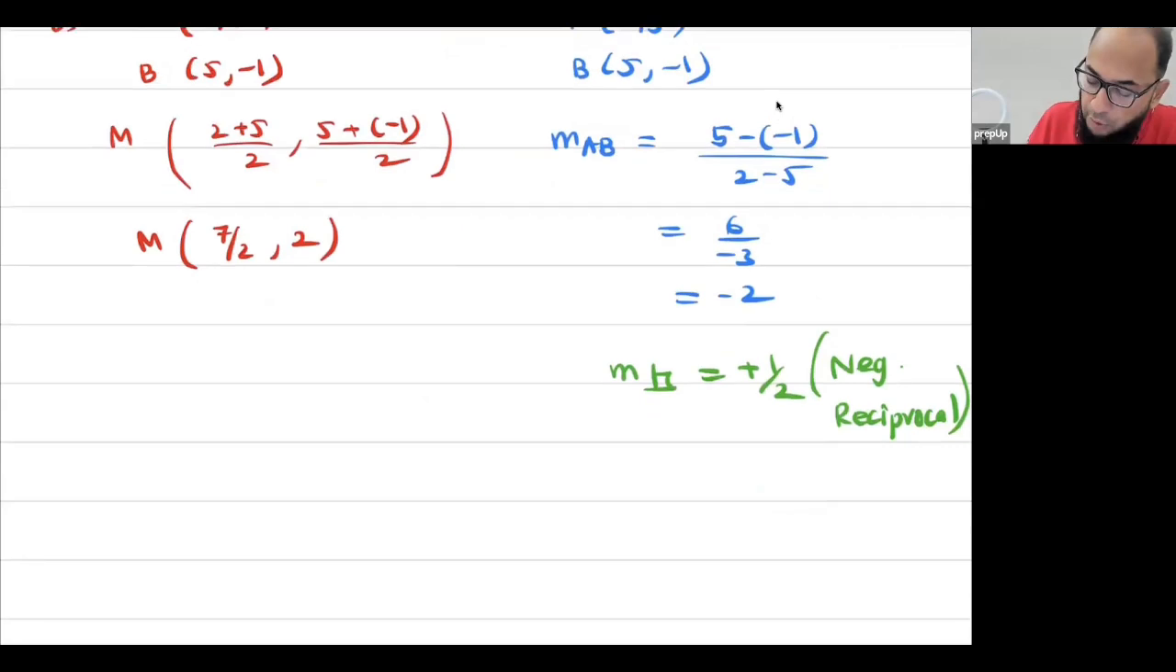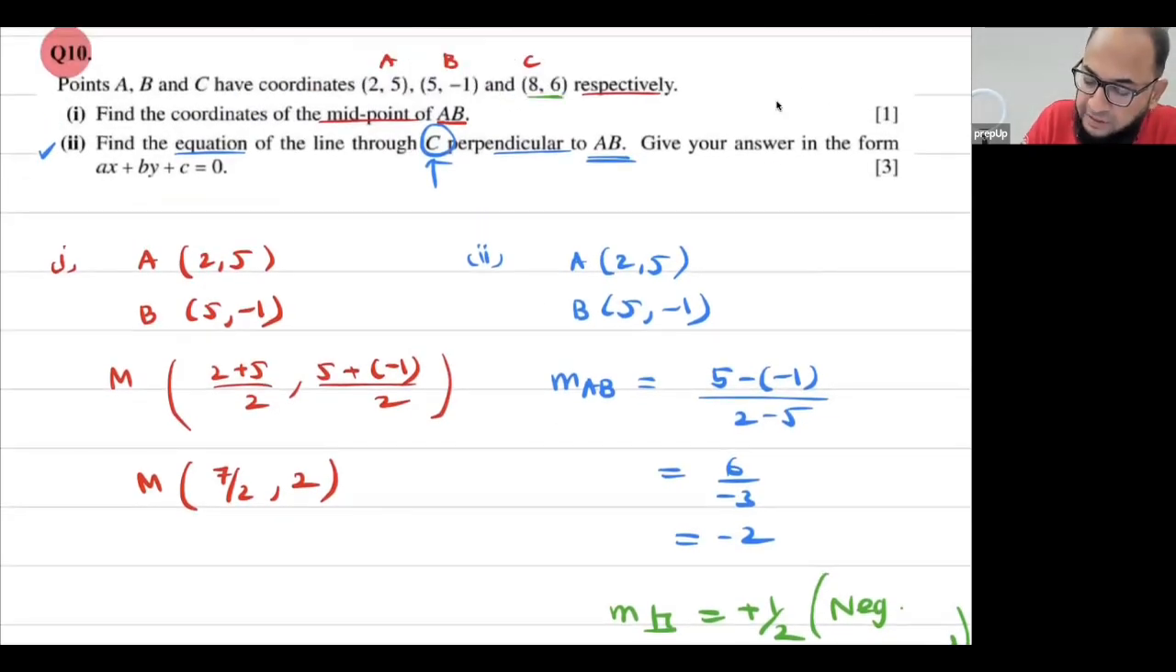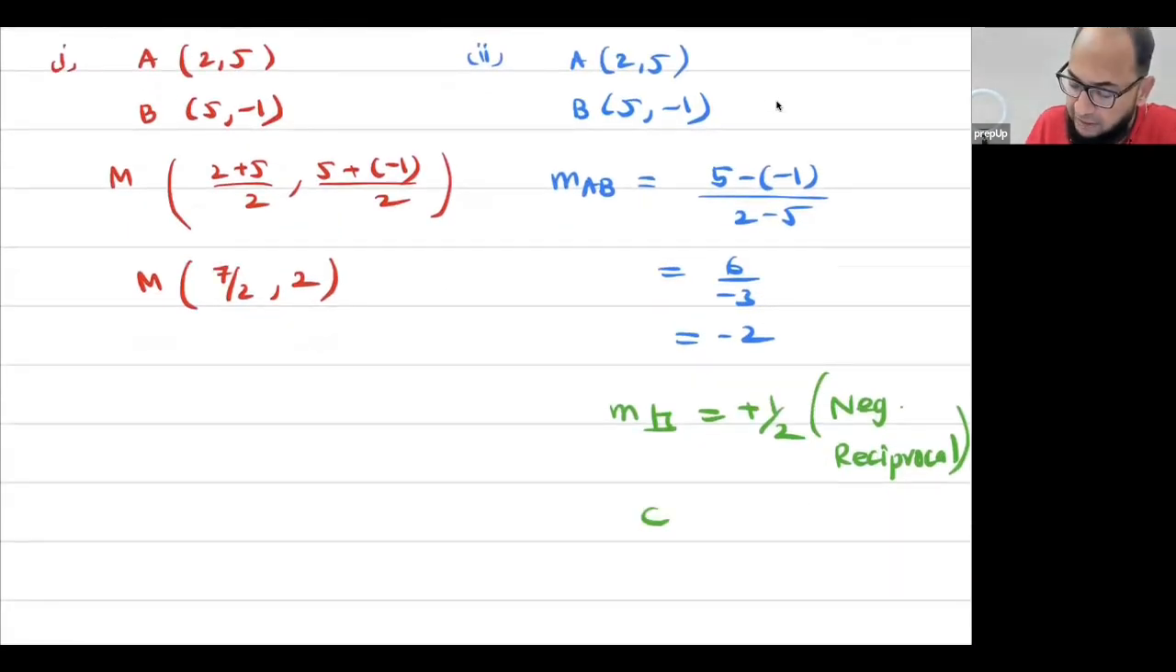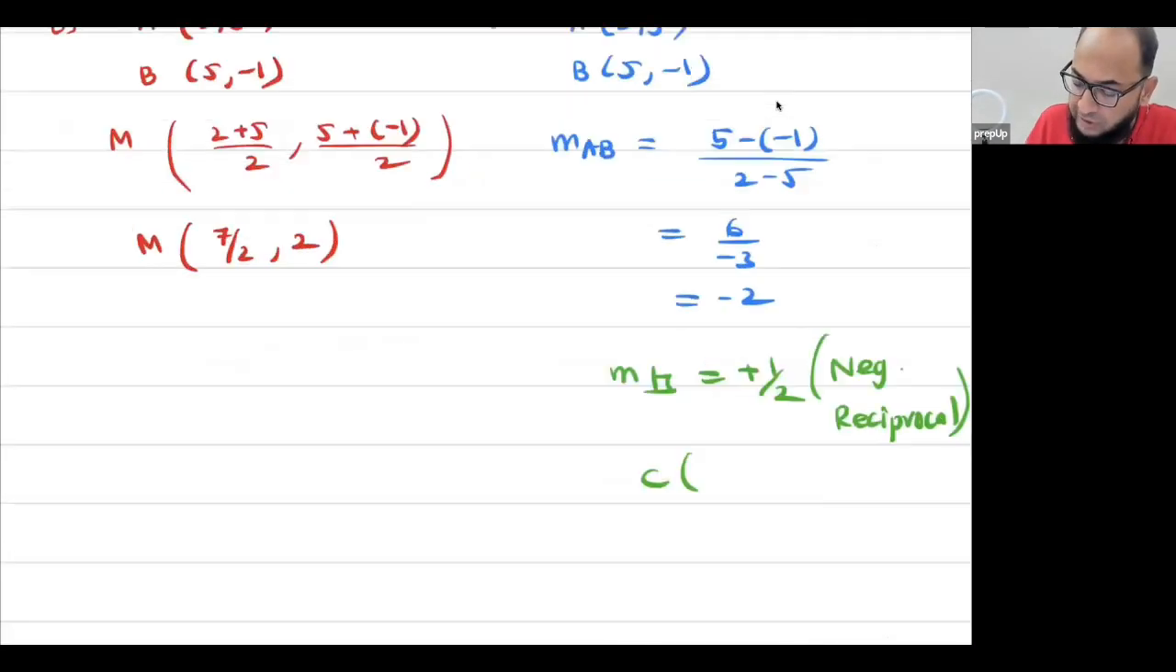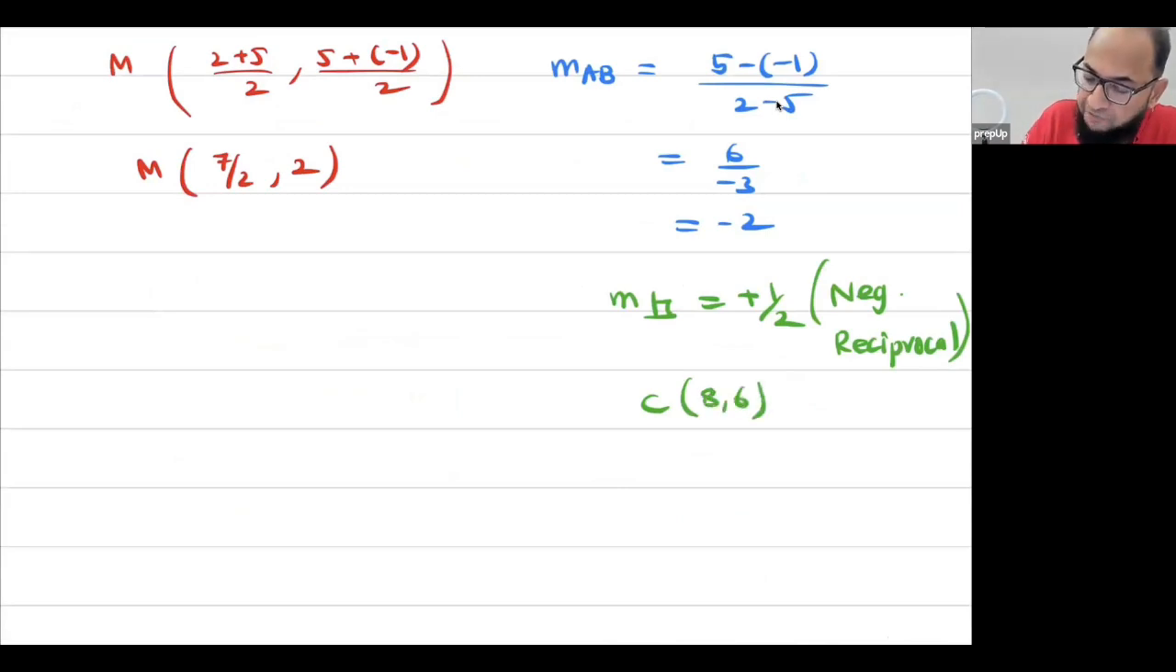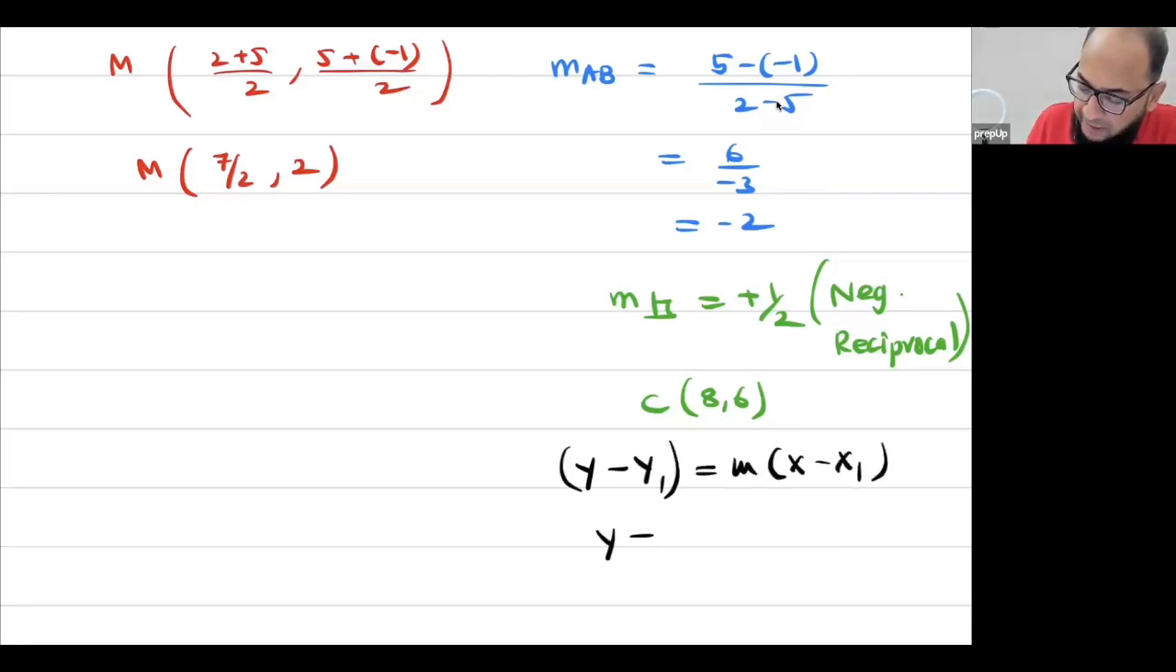So now we have this. We have the coordinates of C. It's not a perpendicular bisector. It's a perpendicular but passing through some other point. So therefore, C is how much? That is (8, 6). So therefore, the equation would be y minus y1. So this is y minus y1 is equal to m(x minus x1). y minus 6 is equal to half (x minus 8).